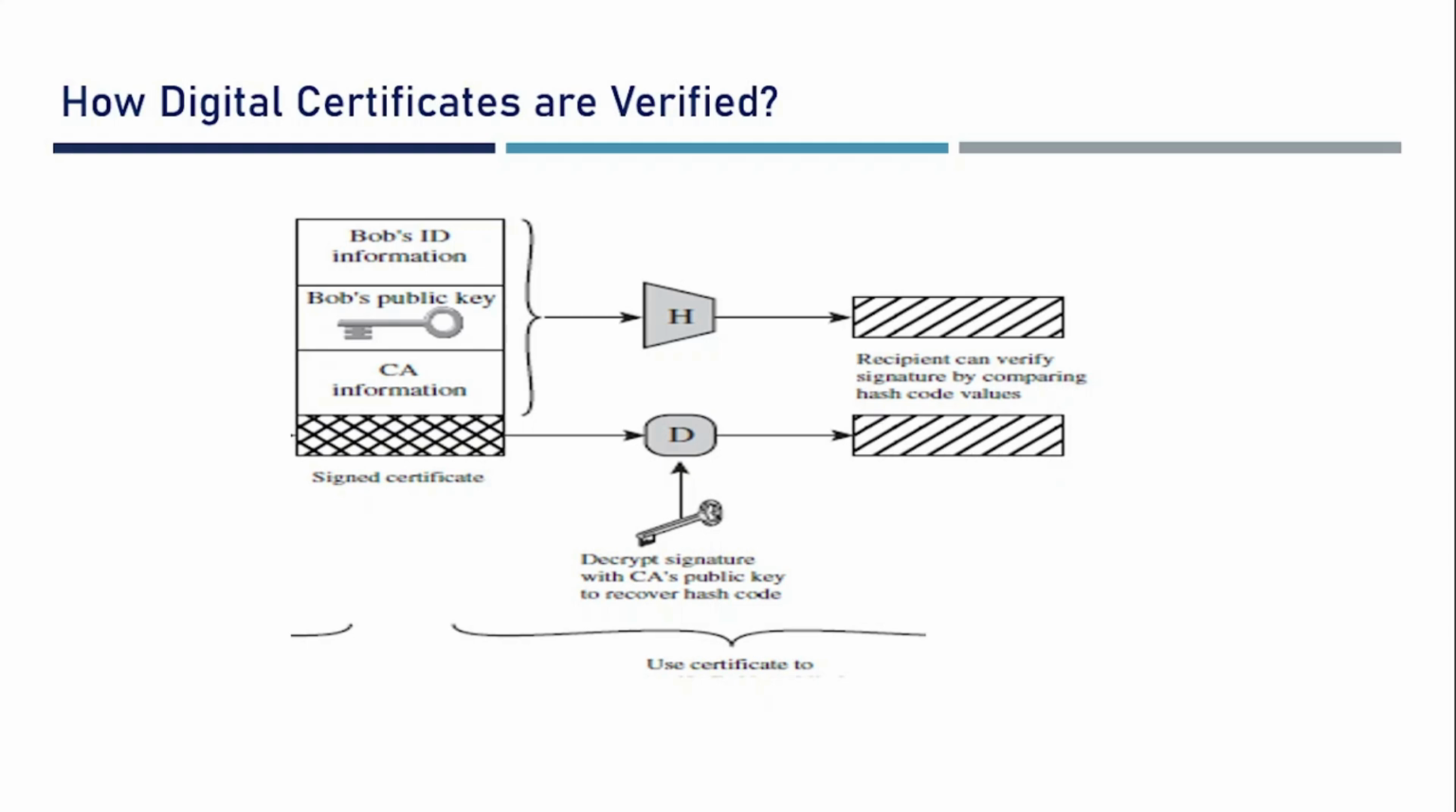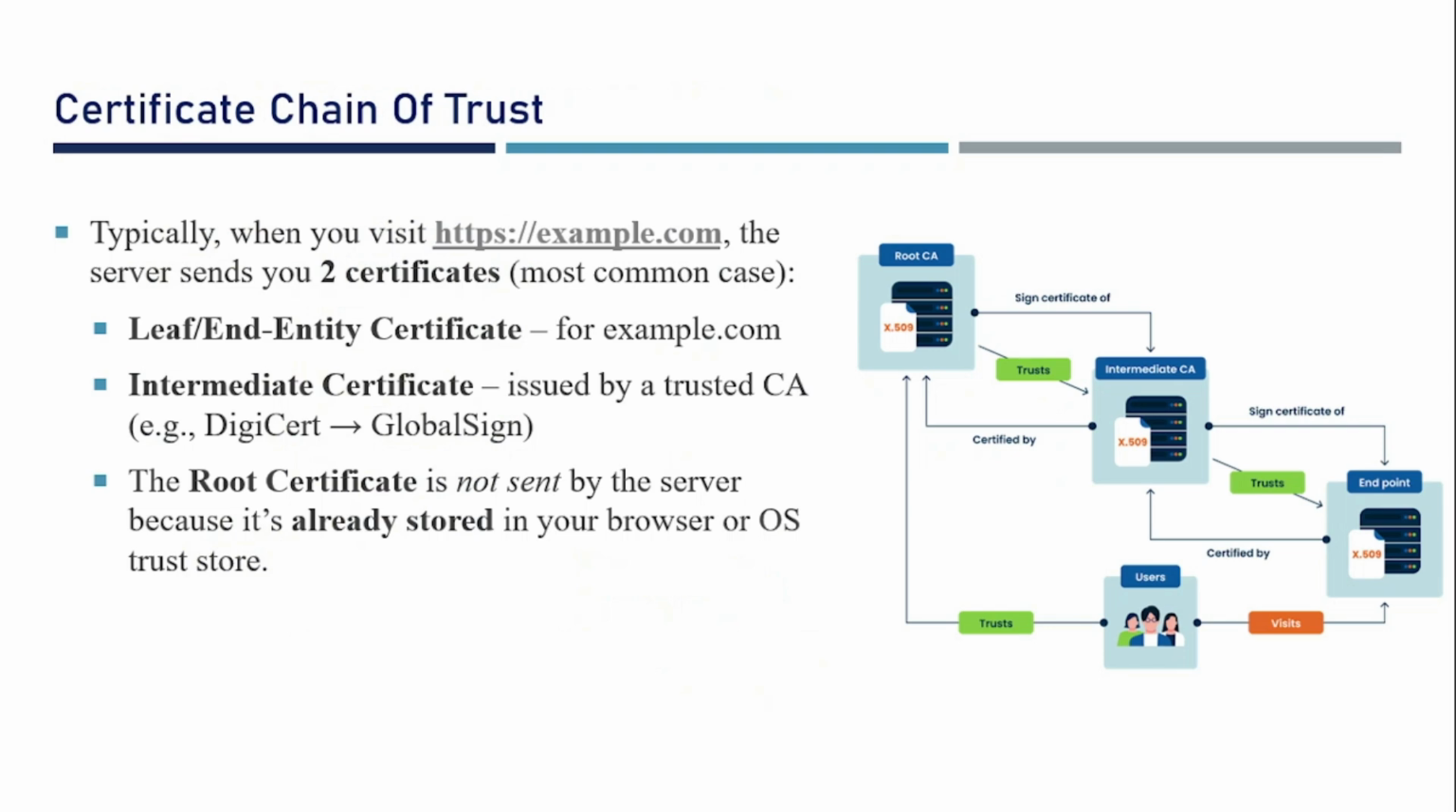Then the browser goes to the chain of trust. What is the chain of trust? This is the general diagram of the chain of trust. There are three basic certificate authorities, as we said: root, intermediary, and endpoint. The endpoint is the one which has created your certificate, the basic website certificate. Then the intermediate certificate, then root. Root is self-signed and already pre-installed in your browser. The root certificate signs the intermediary certificate.